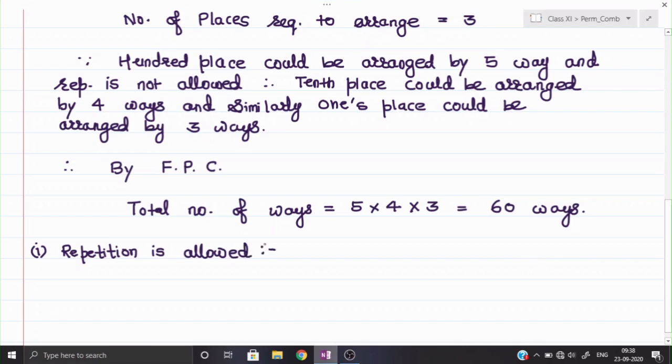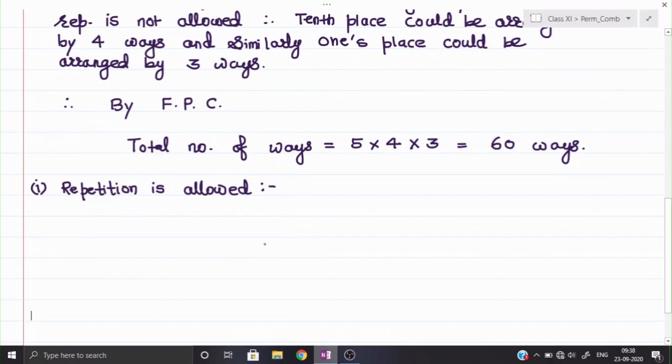Once again I will take the same structure as last time. I say this is my 100s place, this is my 10s place, and this is my unit place. I will denote them by the symbols H, T and U, or you can say ones place, denoted by O. Now I will separately arrange the 100s place, then the 10s place, and then the unit place, and then I will multiply the number of arrangements of each place respectively to get the total numbers.